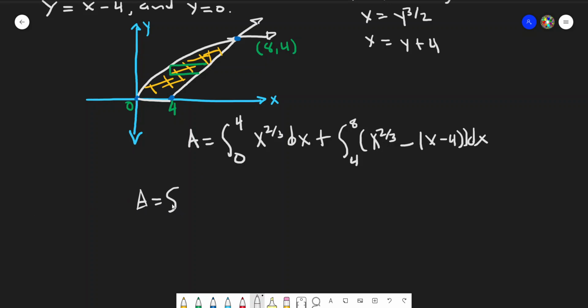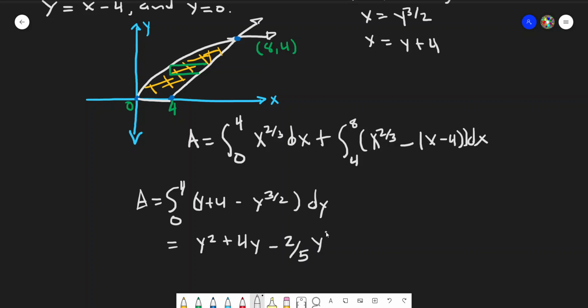Now we just need to figure out our limits of integration, which is going to be from 0 to 8, actually I was correct, sorry, it's supposed to be 4. So from 0 to 4, we have y plus 4 minus y to the 3/2, dy. Then we have y squared over 2, plus 4y, minus 2/5 y to the 5/2, but you're only evaluating it from 0 to 4.